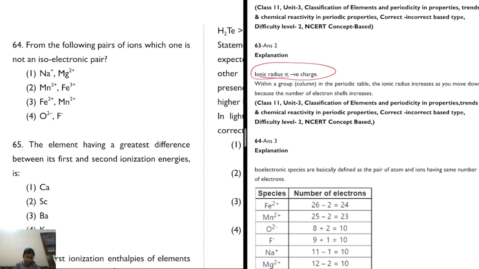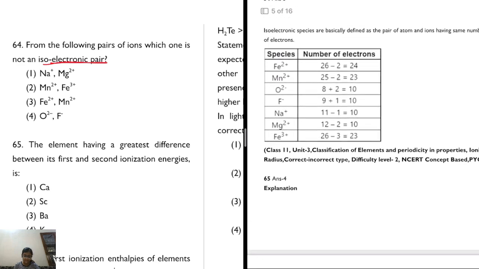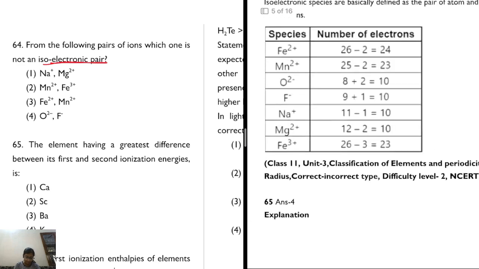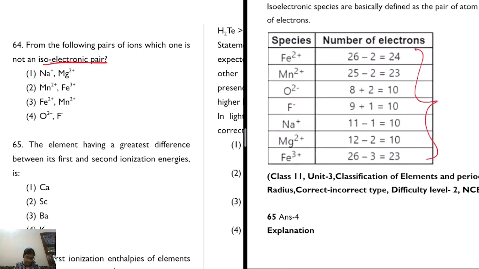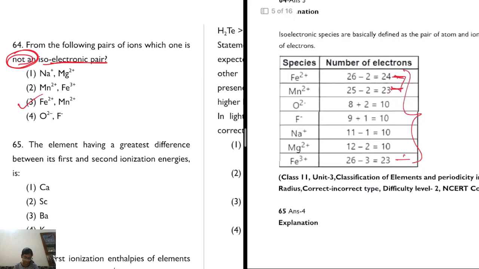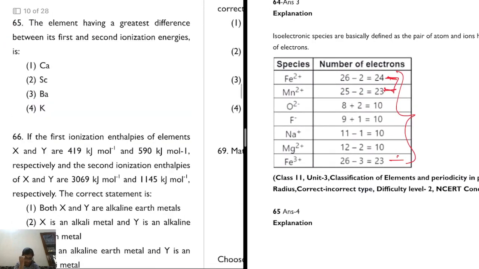From the following pair of ions, which one is isoelectronic, that is, having the same number of electrons? This is tabulated here, and you can see Na+ and Na2+ is isoelectronic. We have been asked which is not isoelectronic. Mn2+ and Fe3+, this and this, are isoelectronic. These are also isoelectronic. Fe2+ and Mn2+ are not isoelectronic. So this would be the correct answer. Let's see the next question.